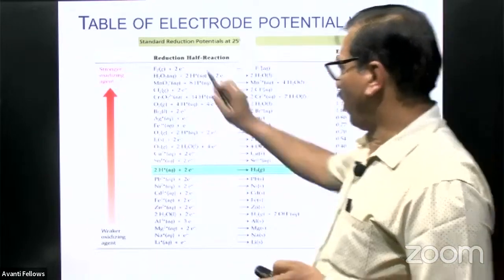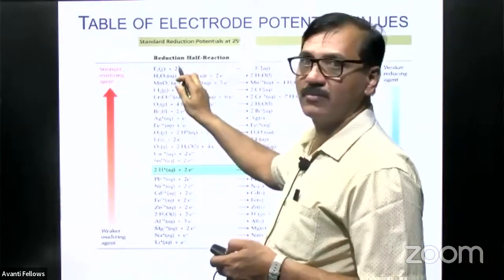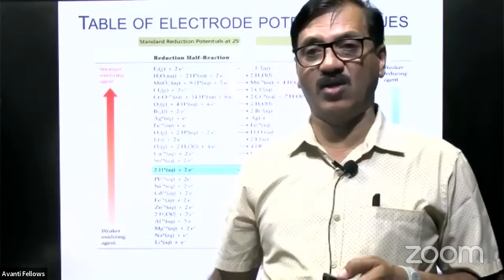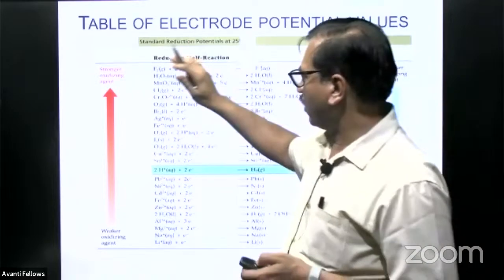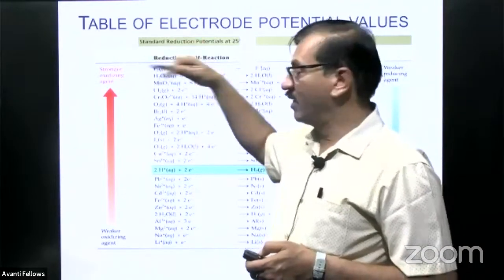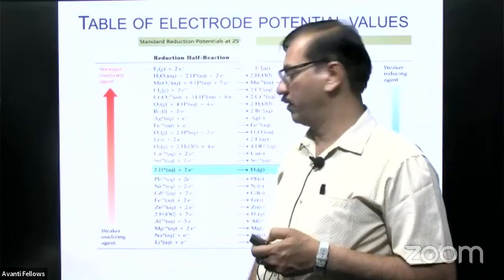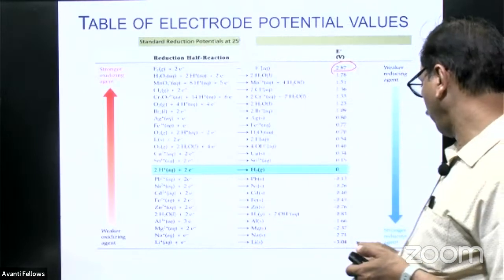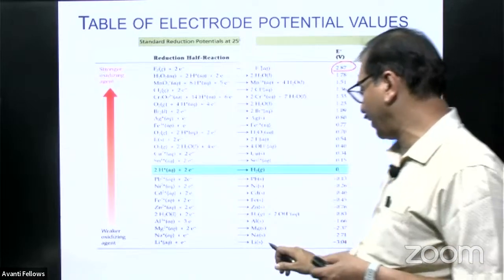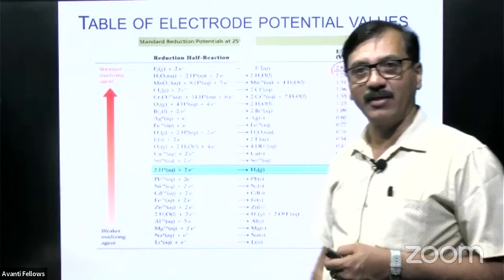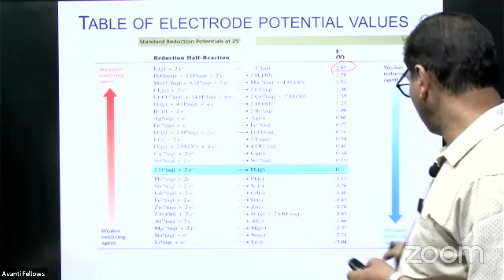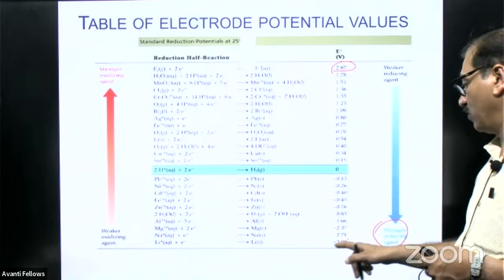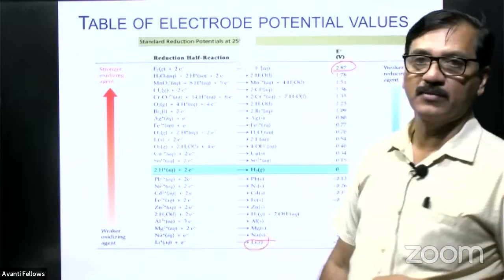So the one which takes the electron easily makes the other species lose its electron. Therefore, it is an oxidizing agent. It is undergoing reduction fast, so it is a stronger oxidizing agent. So lithium metal can become lithium ion very quickly. Therefore, lithium is a strong reducing agent, this metal.